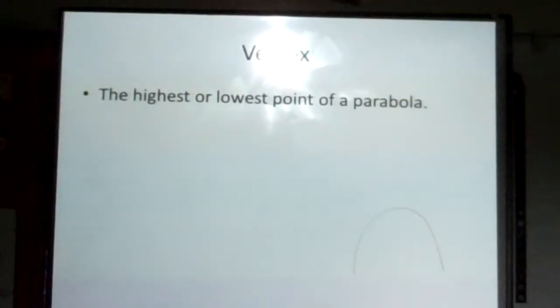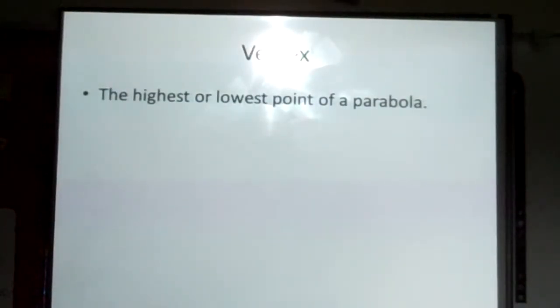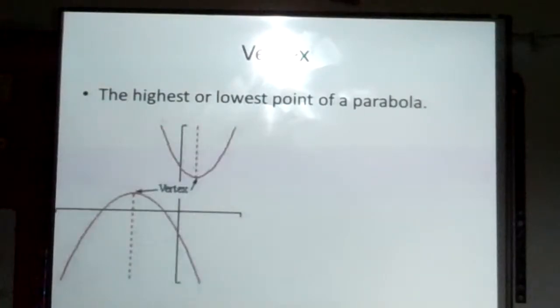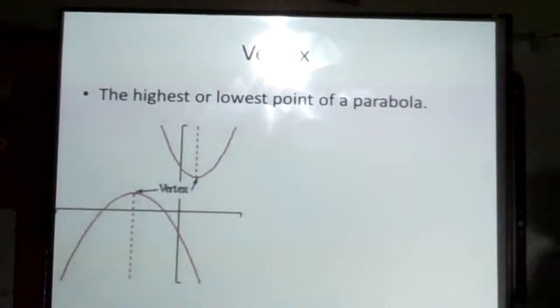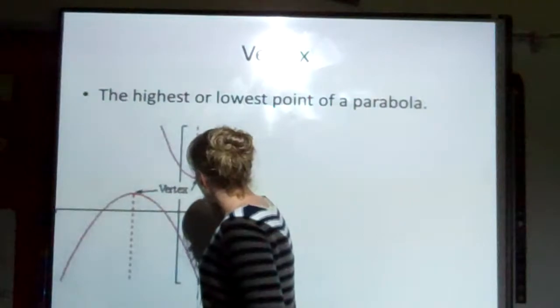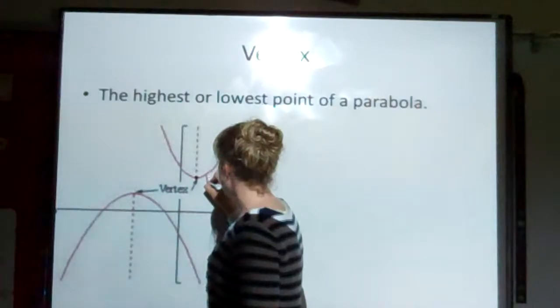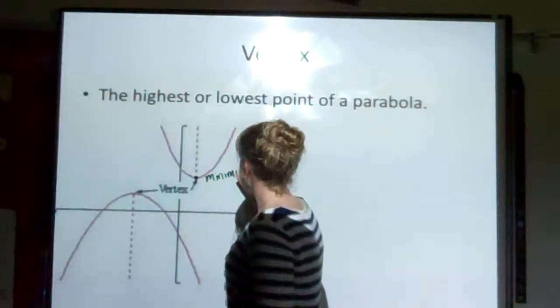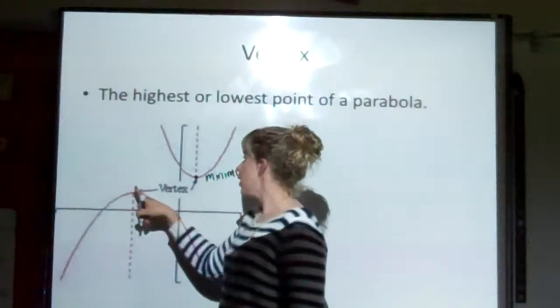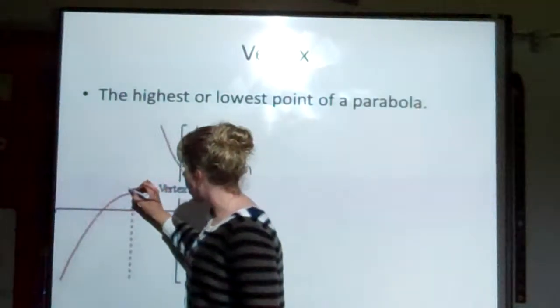Quadratic functions have something called a vertex, the highest or lowest point of a parabola. This picture shows where the vertex is located in a parabola that opens up or in a parabola that opens down. In this parabola, this point right here is the vertex. It's the very lowest point. We call the lowest point the minimum. In this parabola, the vertex is located here. It's at the very top. When it's at the very top, we call it a maximum.